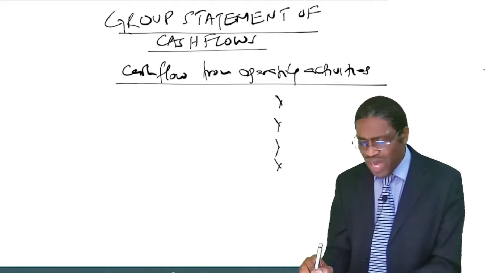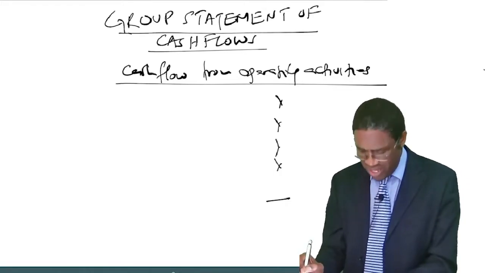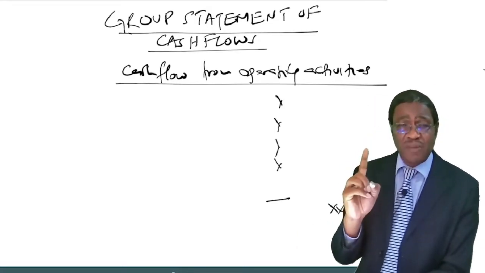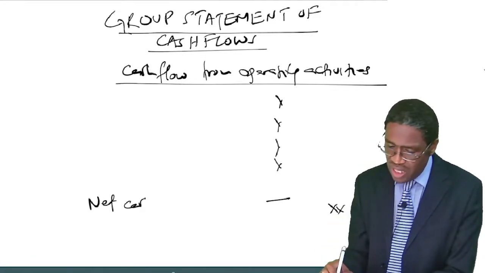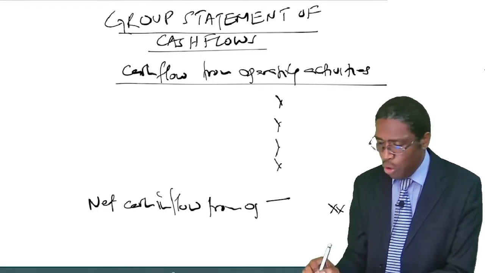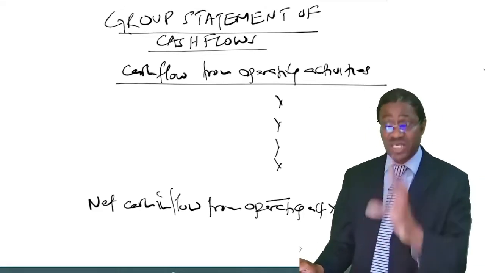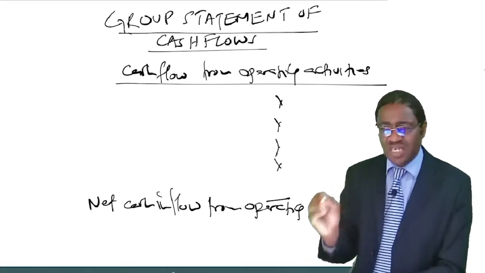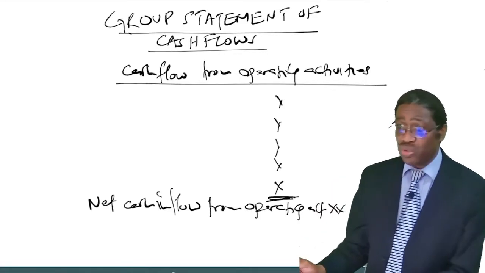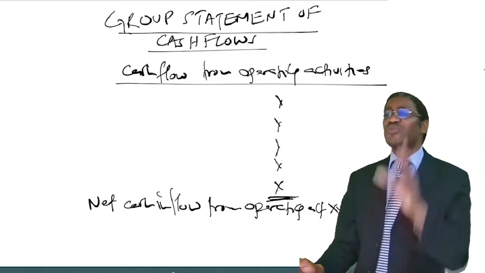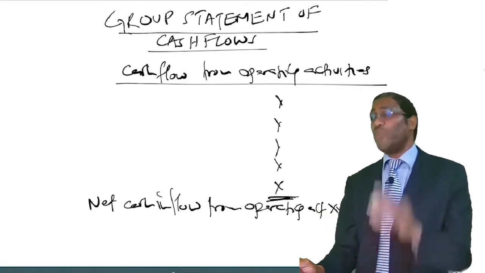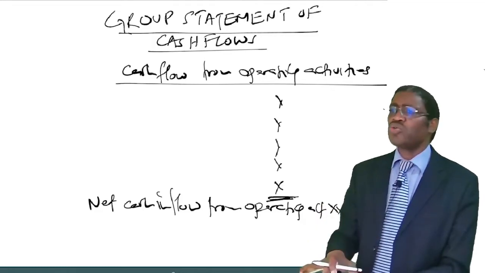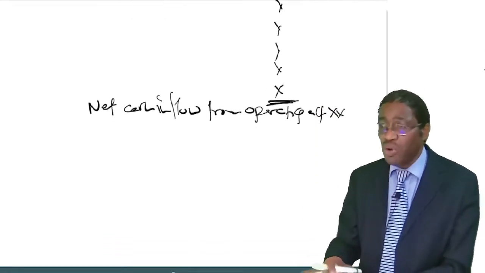Once you listed all of them, you had to get the totals, and whatever total you got, you pushed it to the next column. If it was a positive amount, you used to call it net cash inflow from operating activities. Of course, if it was a negative, you used to call it net cash outflow from operating activities.